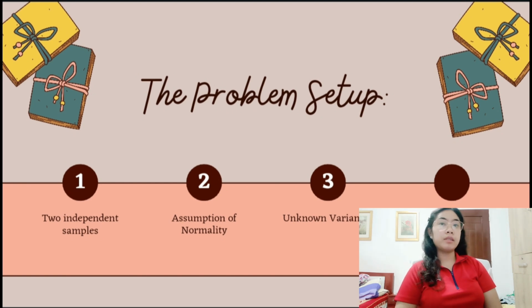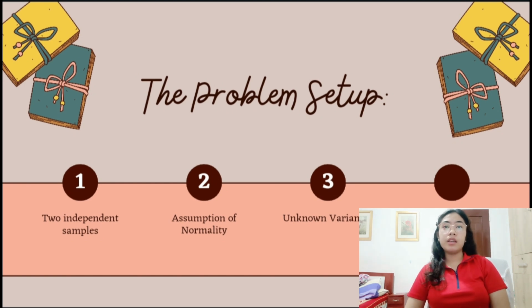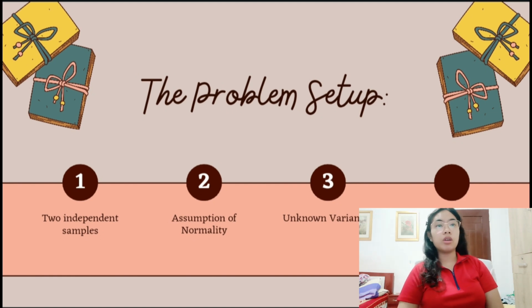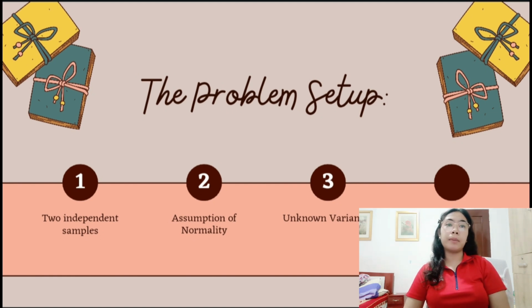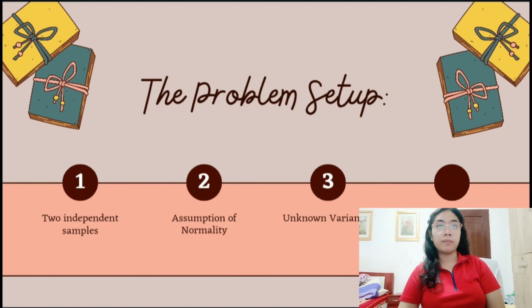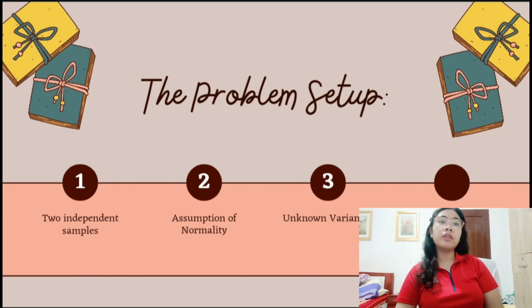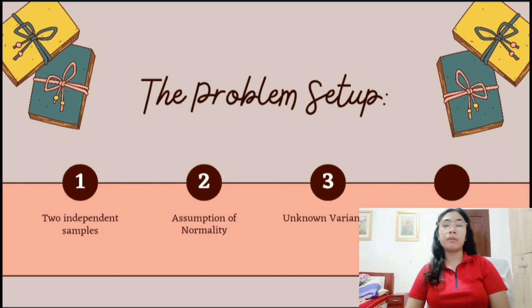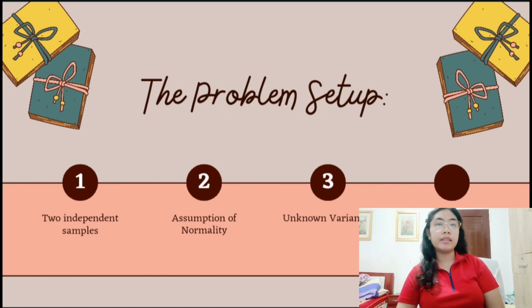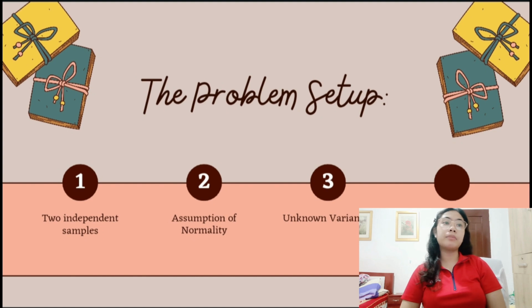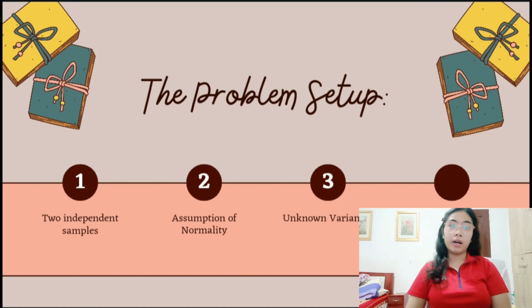Next is the problem setup. First is the two independent samples. So you have two groups or populations, each with an unknown mean and variance. Second is assumption of normality. So the populations from which the samples are drawn are assumed to follow a normal distribution. And the last one is unknown variances. So both populations have unknown variances, and these variances may not be equal.